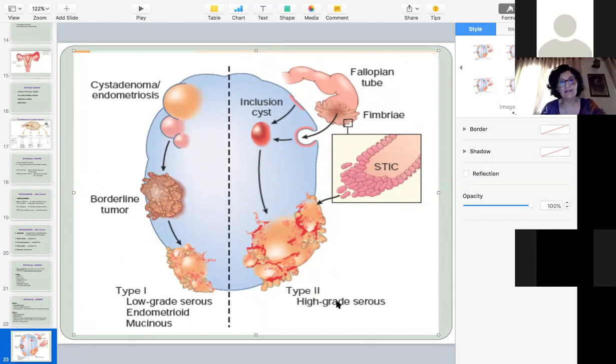High-grade serous, on the other hand, develops from P53 mutation, which leads to serous tubal intraepithelial carcinoma, where the fallopian tube lining develops into a carcinoma by P53 mutation. These cells then shed down and are either incorporated in an inclusion cyst of the ovary and then develop into a high-grade serous carcinoma. They don't develop from this pathway. They develop from P53 mutation leading to STIC and then high-grade tumors directly.